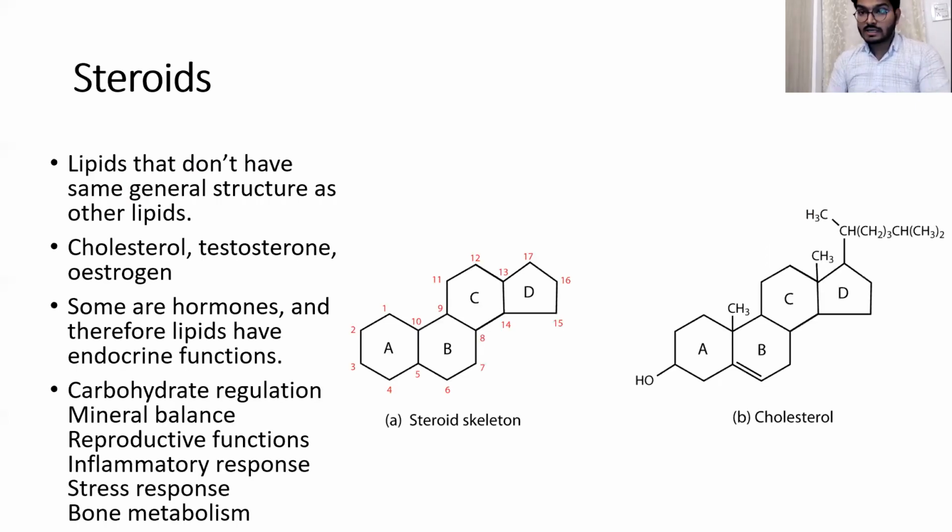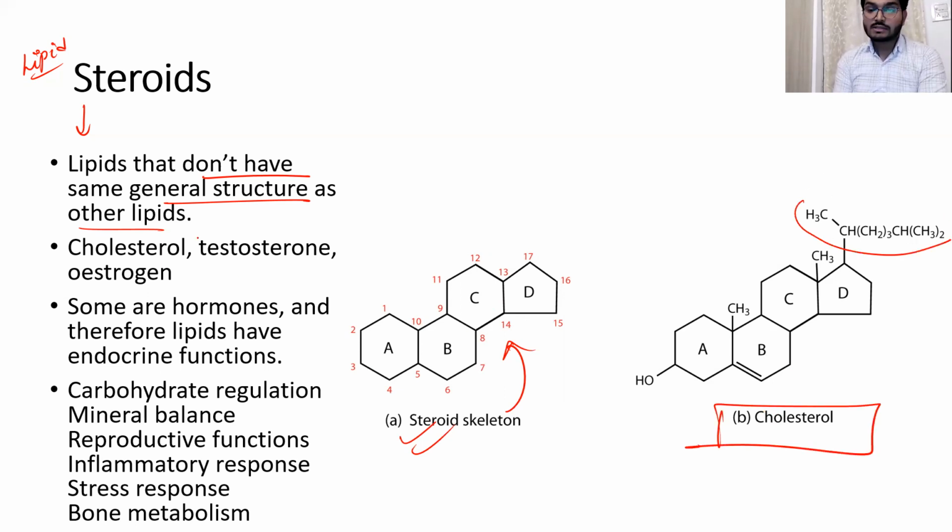Okay, what are steroids? It's again an example of the lipid. Steroids are lipids that do not have the general structure of the other lipids. This is the basic carbon skeleton of the steroid. And if you attach a specific group to this, it can be termed cholesterol. The examples of the steroids are cholesterol, testosterone, estrogen, and progesterone. All these are steroids.